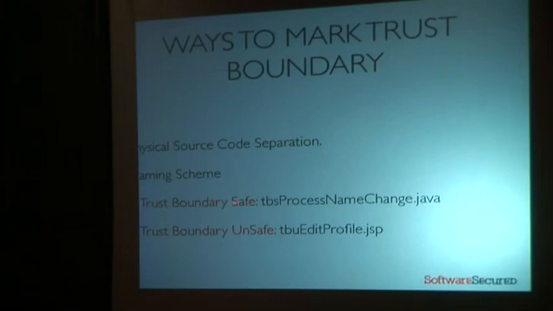Another way may be a naming scheme, a naming scheme: trust boundary safe. So for example, name it TBS for trust boundary safe. If it's trust boundary unsafe, name it differently, TBU, for example. Just an example to understand, to have a guide on whether I should be looking closely at this code or not, whether this code is dealing with untrusted data or not.